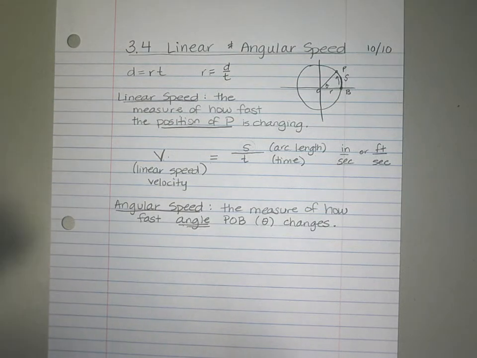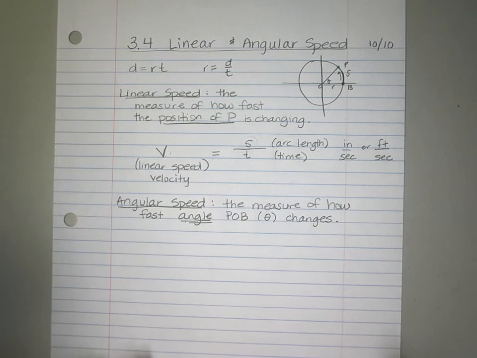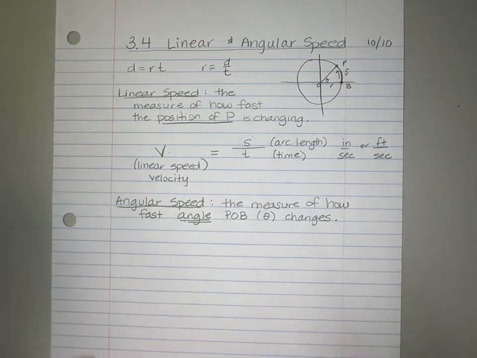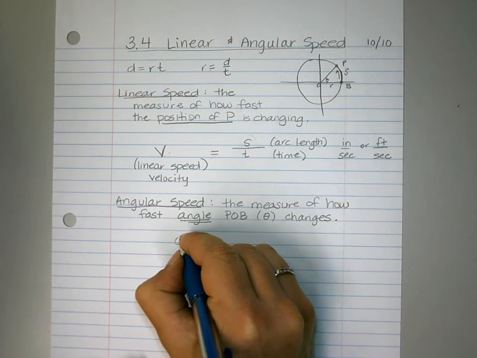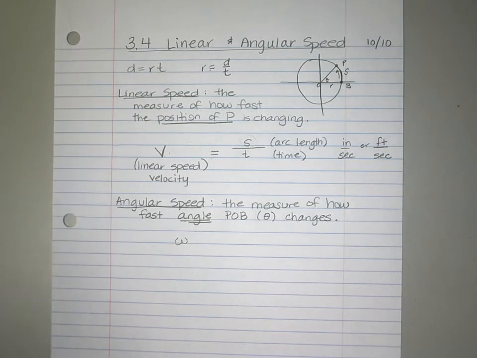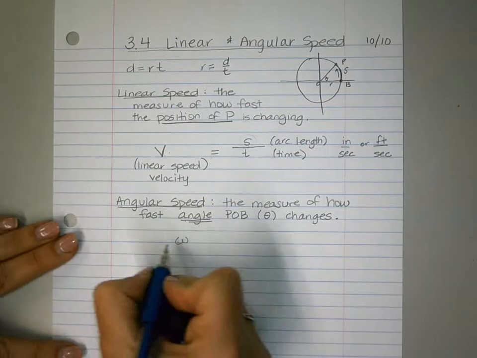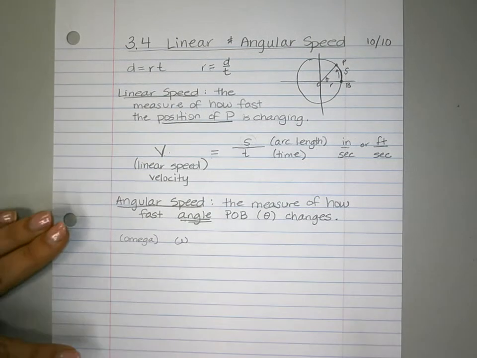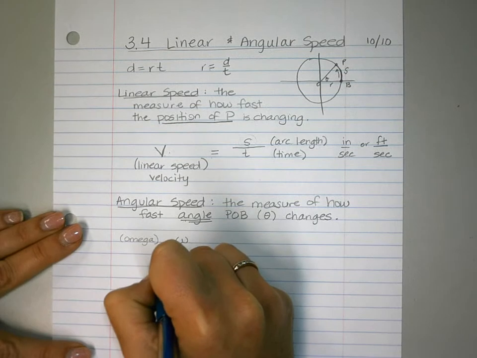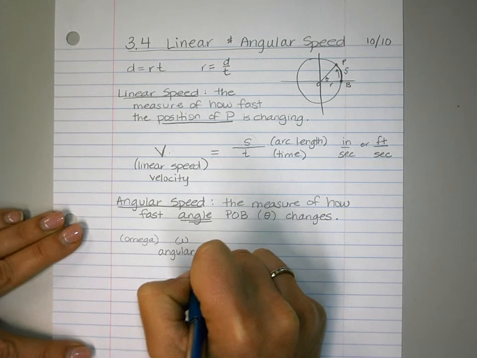The angle is changing. Now here's the formula for angular speed. Angular speed actually uses a Greek letter and it kind of looks like a W. Often the tips are kind of touched together. This is omega, by the way. That's lowercase omega. Omega, this is your angular speed. The symbol for angular speed.